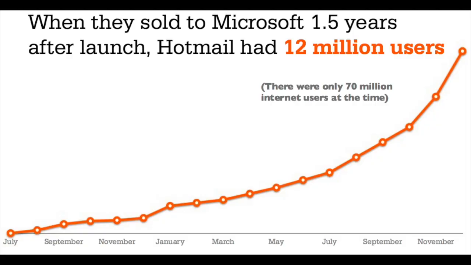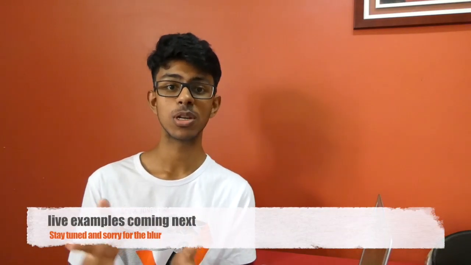I'll give you an example of Hotmail. After 6 months of its launch, Hotmail gathered 1 million users. And in the next 17 months, its user base increased from 1 million to 17 million, and then later it was acquired by Microsoft. So that's growth hacking, that's called scalable growth.